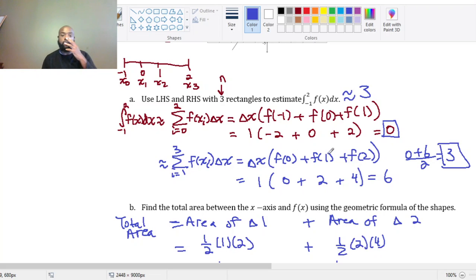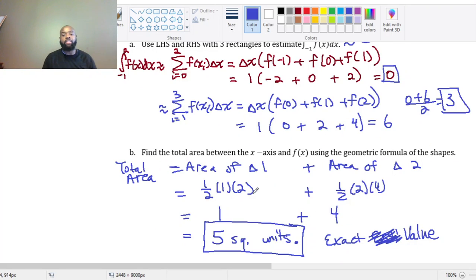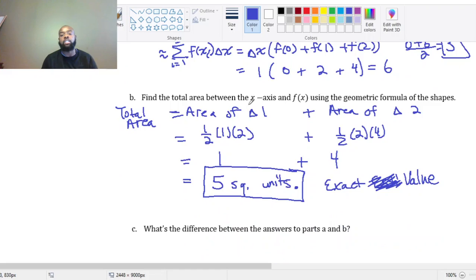And again, the reason for that is because when I think about geometric area, it is never negative, and so we make everything positive. But this integration stuff, this left and right hand sum stuff, is going to make areas under your x-axis negative, and it's going to keep the areas above your x-axis positive.